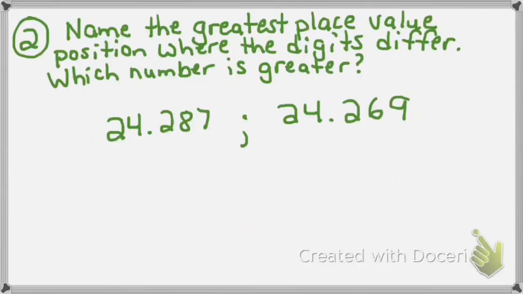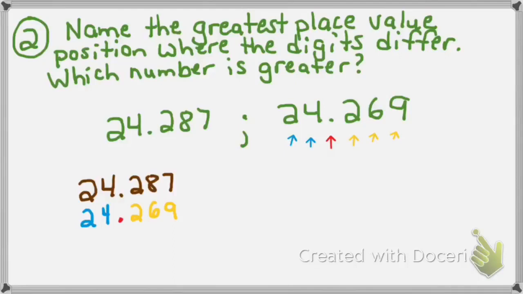Let's review. When asked to name the greatest place value position where the digits differ, and then to find which number is greater, I'm going to rewrite my numbers vertically on top of each other, lining up my decimals. If necessary, I'll fill in any place value zeros. That wasn't necessary here. And then I'll compare from left to right. Those are the same, those are the same, those are the same. This is the first place where it differs. Which one's larger, the 8 or the 6? The 8. I always circle my larger number.